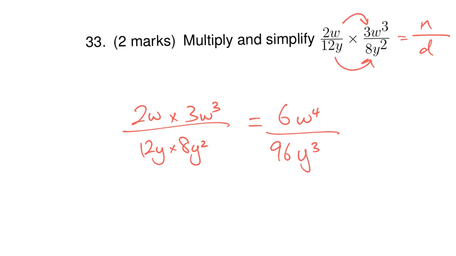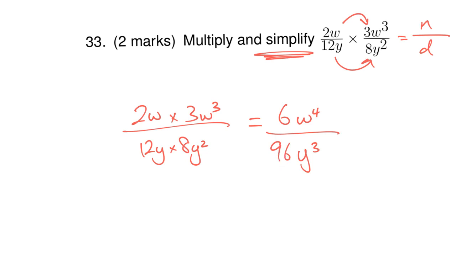I could leave it there, but there is a little bit more simplification I could do. I'm going to take it one more step. Is there a common factor here between 6 and 96 that I could tidy up? In other words, does 6 fit into 96? Let's think about it. 6 times 16 is 96. So there is a common factor.